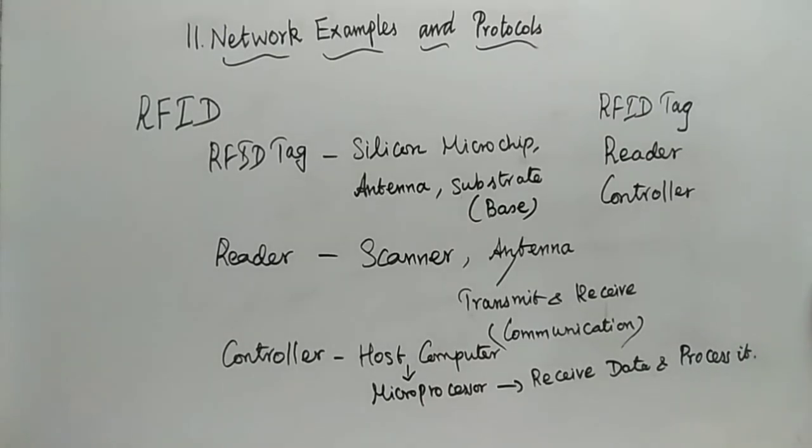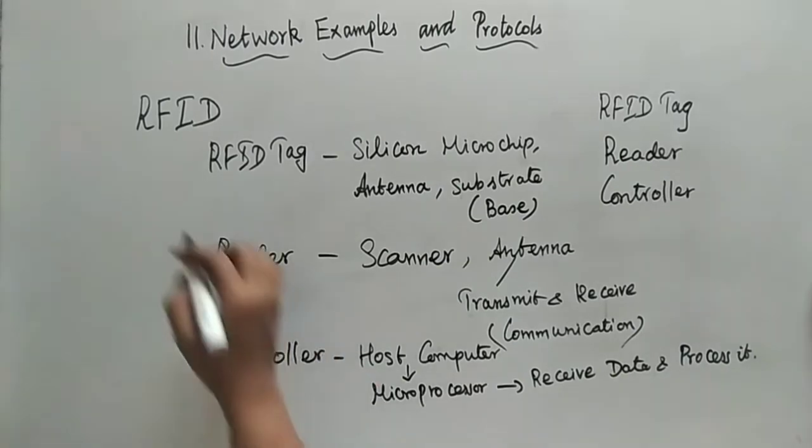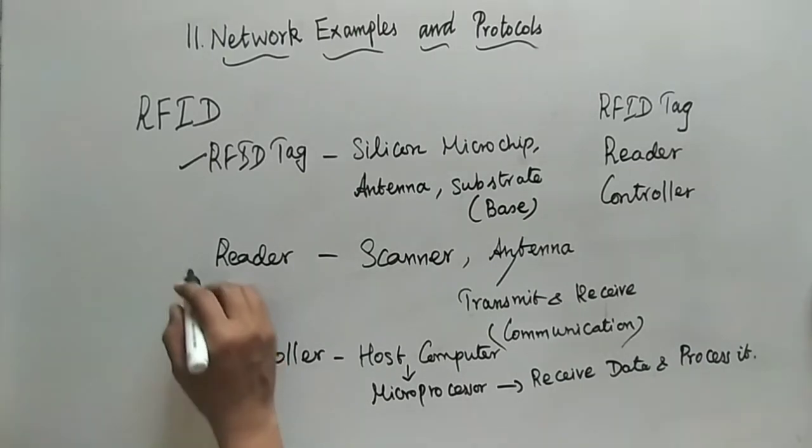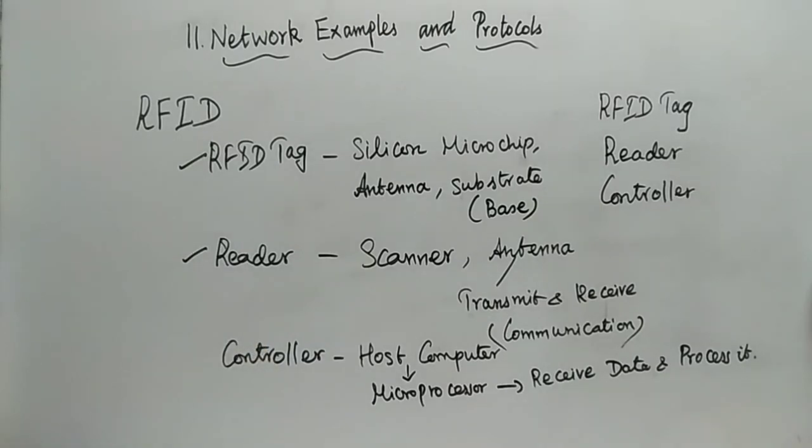So, clear with the three components? That is, what are the main components of an RFID system. Yes, the first one is your RFID tag. It is a silicon microchip, and it is going to have an antenna. Everything is placed on a substrate. And the next one is your reader. Reader is going to have a scanner with antenna. The antenna is going to transmit and receive signals.